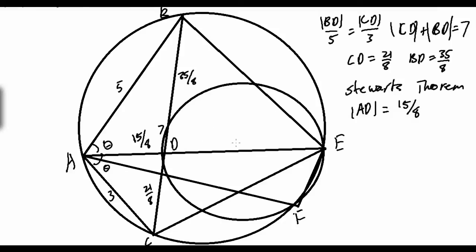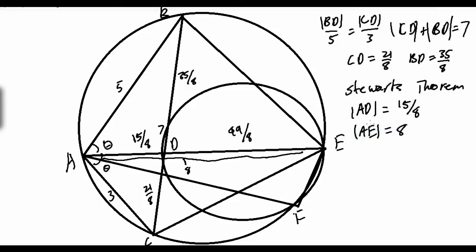So AD is 15 over 8. We use power of a point from this point. Power of a point basically states that BD times CD is the same as AD times DE. So 35 times 21 over 64 equals 15 times DE over 8. So you get DE equals 49 over 8. If you add 15 over 8 plus 49 over 8 together, that's 64 over 8, so that entire line AE is 8. And so we have all these lengths.